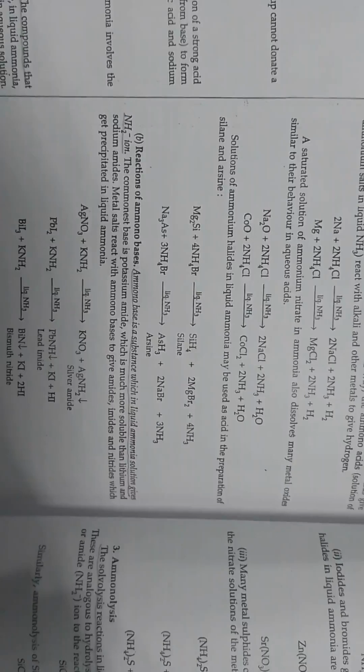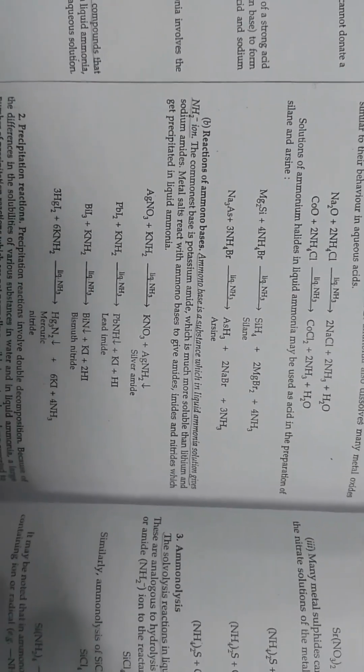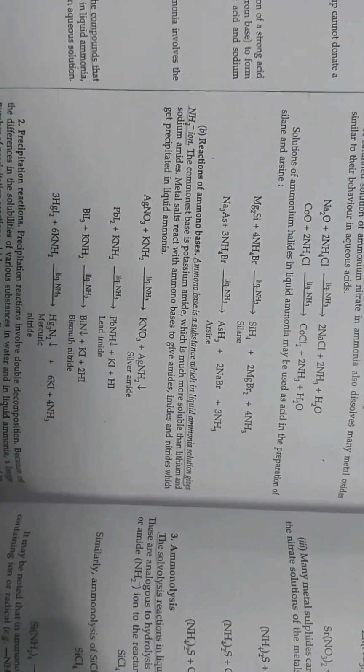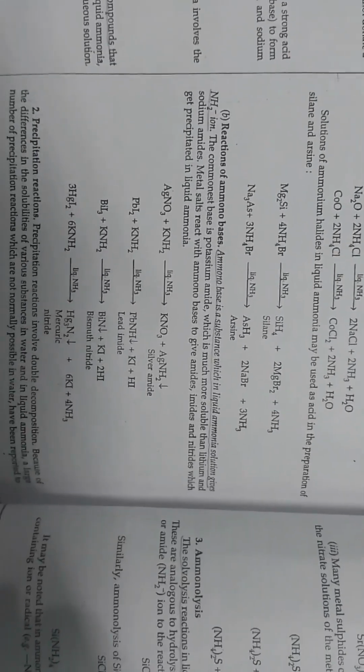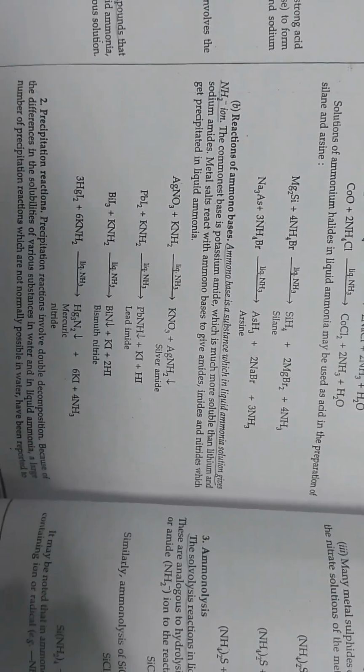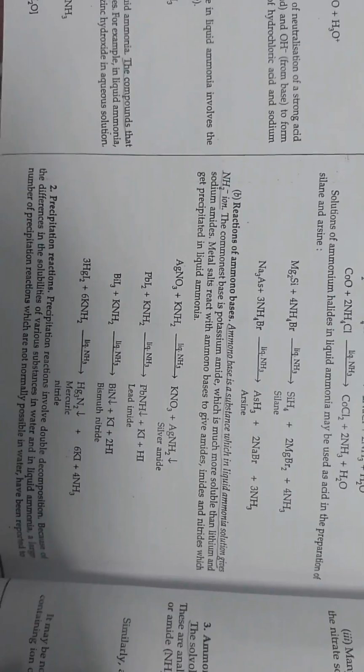A saturated solution of ammonium nitrate in ammonia also dissolves many metal oxides, similar to their behavior in aqueous acid. Na2O plus 2NH4Cl gives 2NaCl plus 2NH3 plus H2O. CoO plus 2NH4Cl in liquid ammonia gives CoCl2 plus 2NH3 plus H2O. Solutions of ammonium halide in liquid ammonia may be used as an acid in the preparation of silane and arsine.